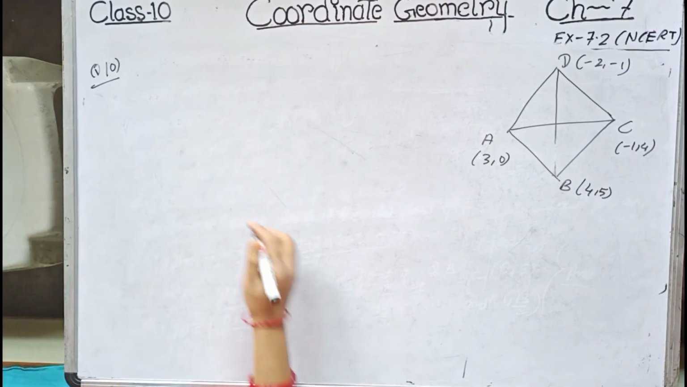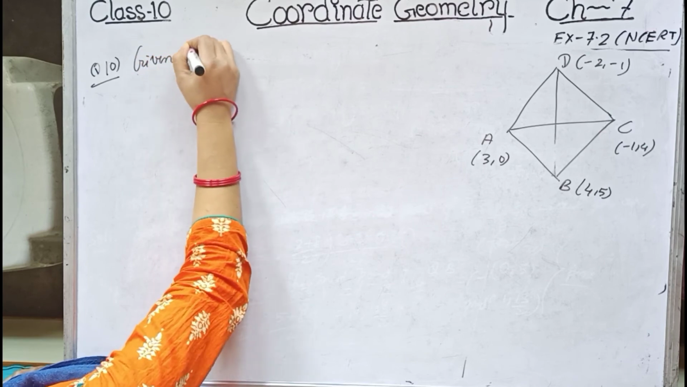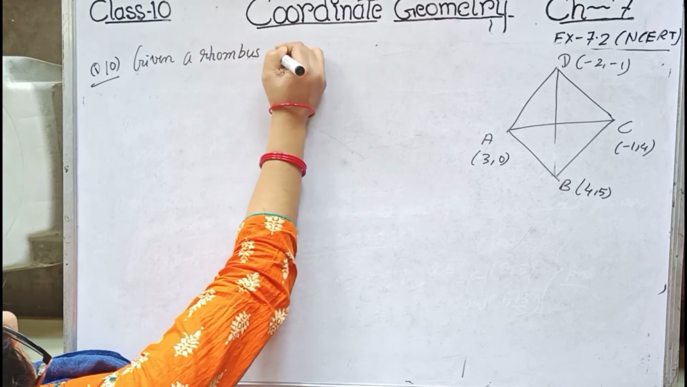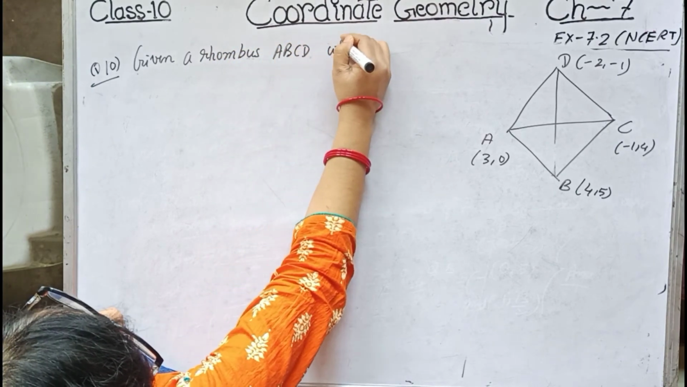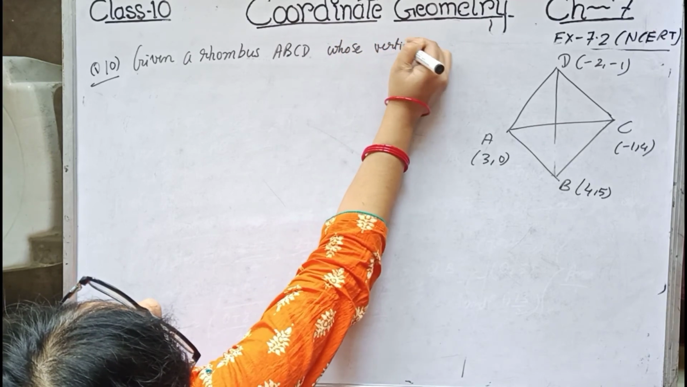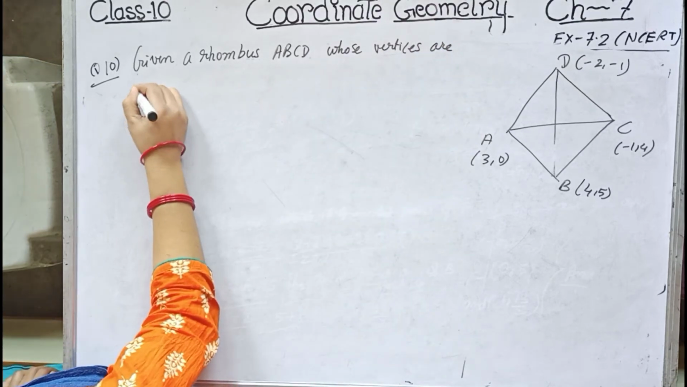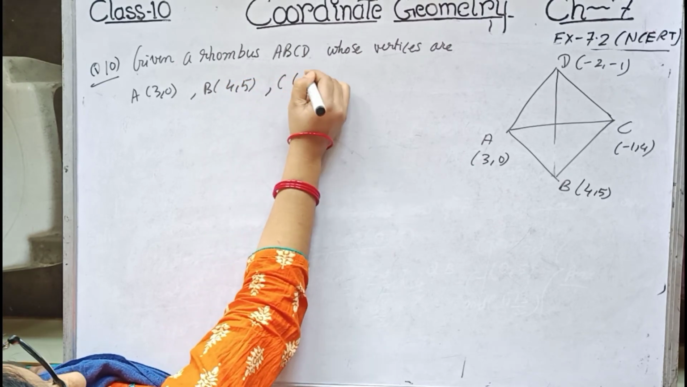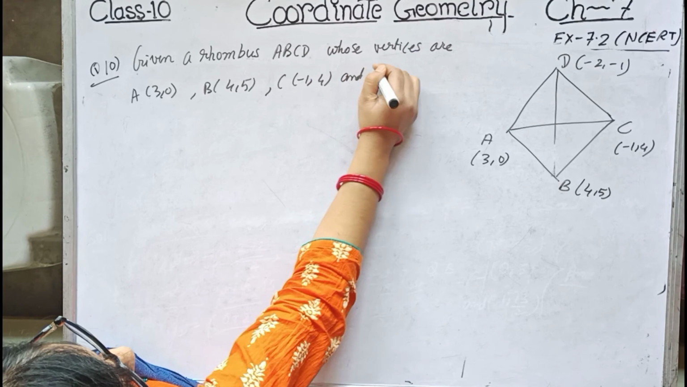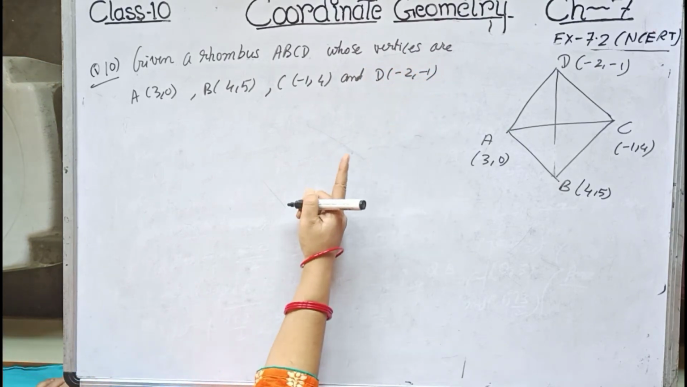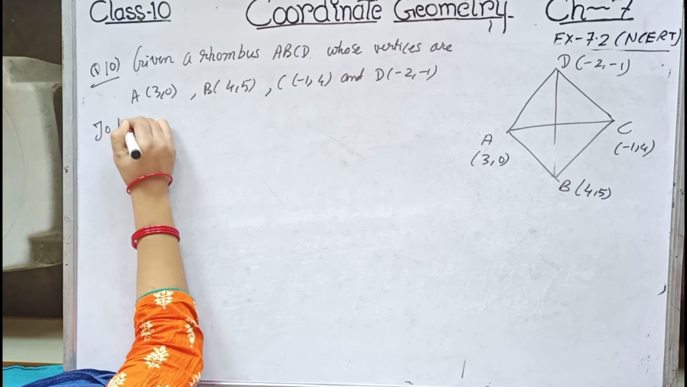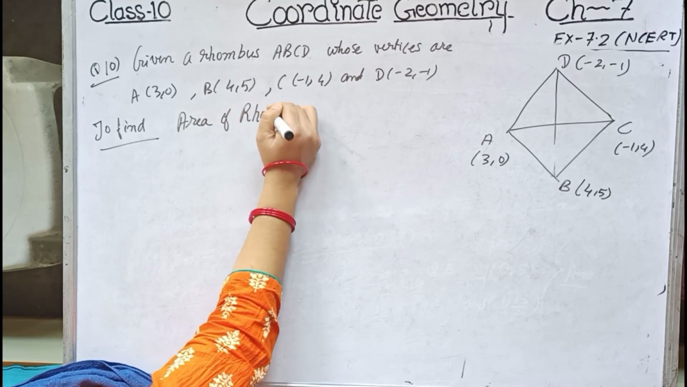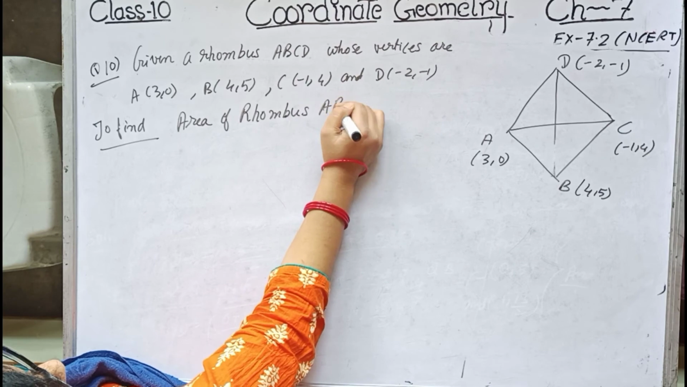Find the area. So given a rhombus ABCD whose vertices are A (3, 0), B (4, 5), C (-1, 4), and D (-2, -1), we have to find the area of rhombus ABCD.